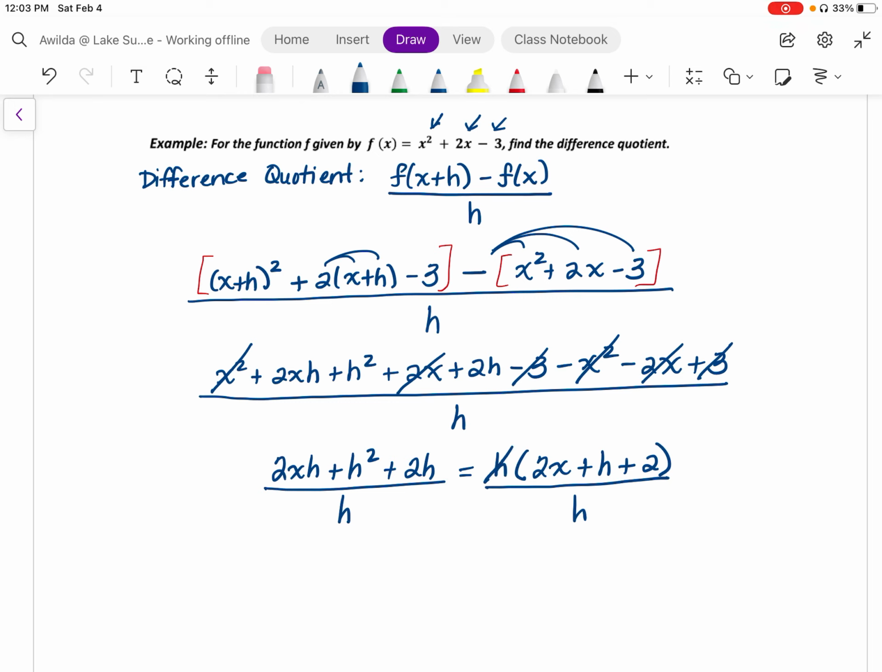And h divided by h is 1. So finally we'll be left with 2x plus h plus 2 as our final answer. You could have also simplified at this step, just making sure to be careful that each of the original 3 terms in the numerator is divided by h. So this will be our final answer for the difference quotient.